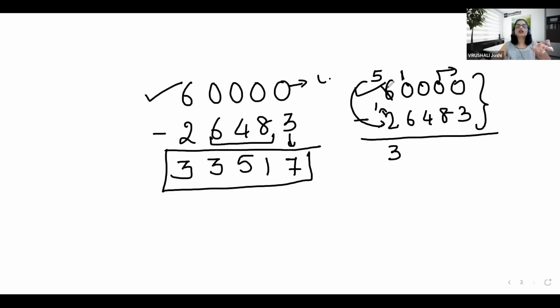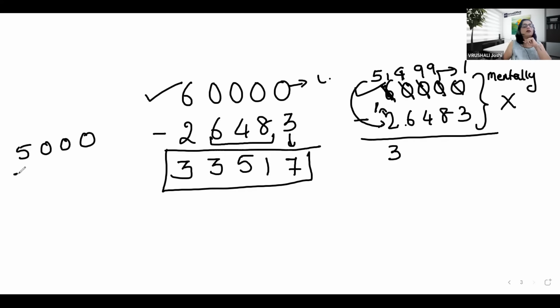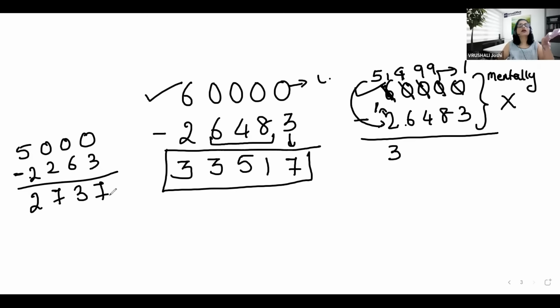Are you getting it? So instead of cancelling this 1 here, we are just going to add a 1, because if you cancel this 1, you will again cut this 9, again cut 9, again cut 9, again 1. Do you think this is possible mentally? To imagine doing this mentally looks difficult. Now, if I write this sum like, suppose, 5,000 minus 2263, you can do this mentally, right? 5 minus 3, 2, 7, 3, 7.